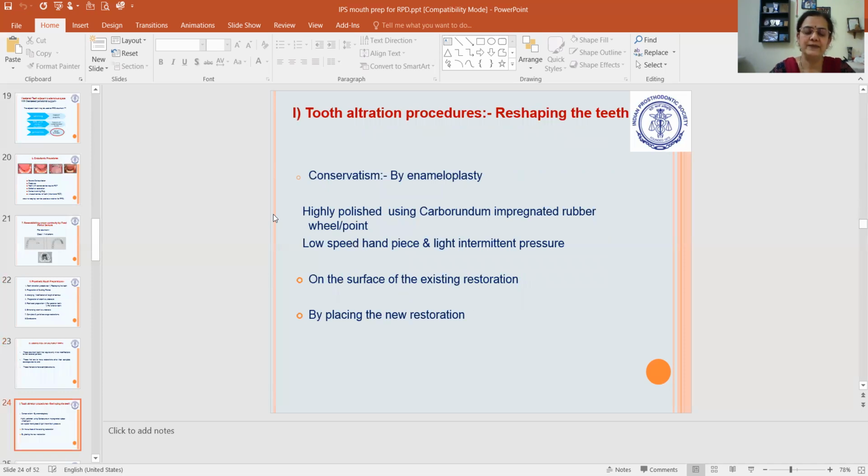Coming to them one by one, we will see the tooth alteration procedures. Reshaping of the tooth is done by enameloplasty. It is a very conservative approach and routinely followed, using tapered carbide burs at low speed. Enameloplasty is carried out with tapered carbide burs, and the surface is highly polished using a carborundum-impregnated rubber wheel or cone at a low hand speed and light intermittent pressure. This reshaping, apart from natural teeth, can be done on the surfaces of existing restorations or by placing a new restoration.